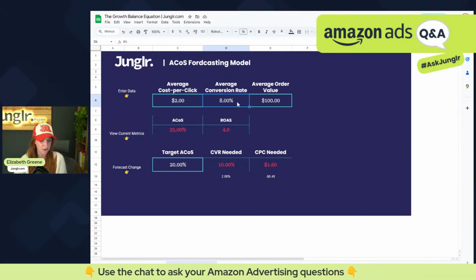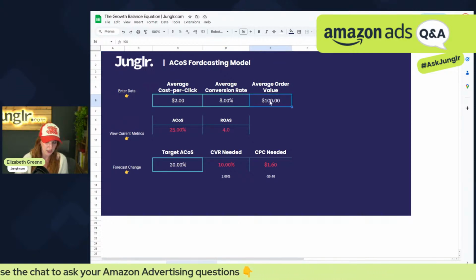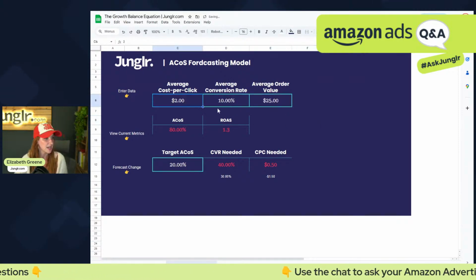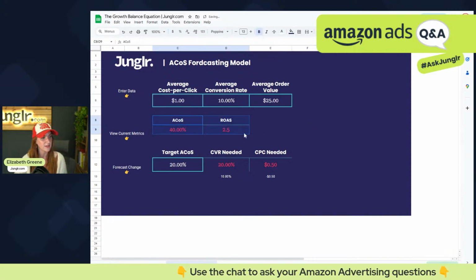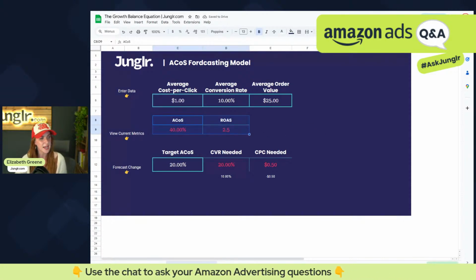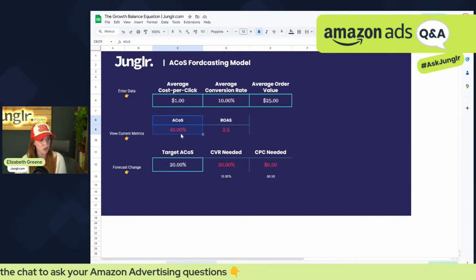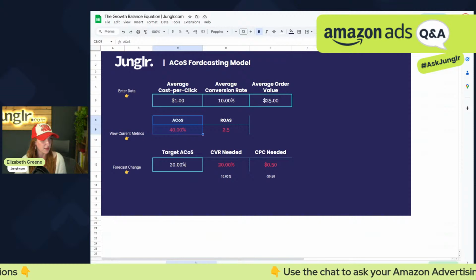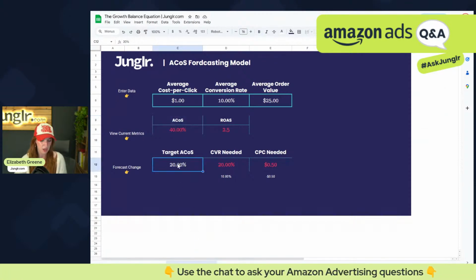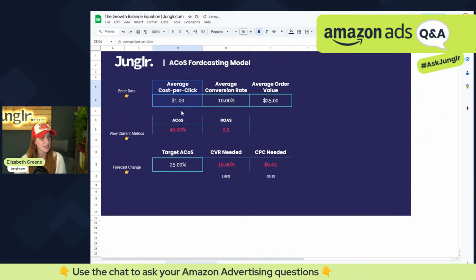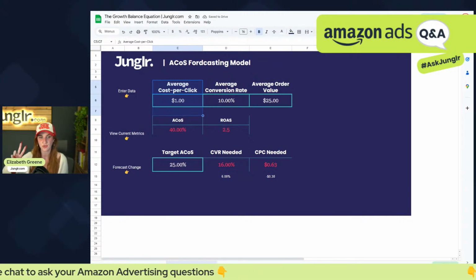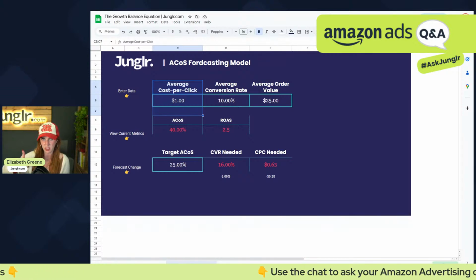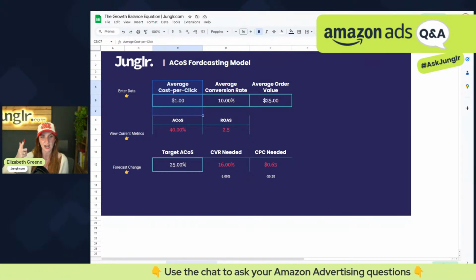But let's say, for an example, we have a $25 product. We have a conversion rate of $10, and we have a cost per click of $1. Okay, so we have a 40% ACoS. And the client says, I need to get down to 25% ACoS. So what you have to do as an ad manager is there's two things you can do to improve ACoS. One is you can decrease your average cost per click. The second thing you can do is increase your average conversion rate.